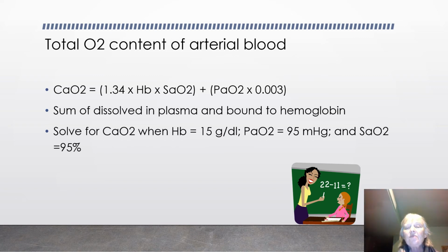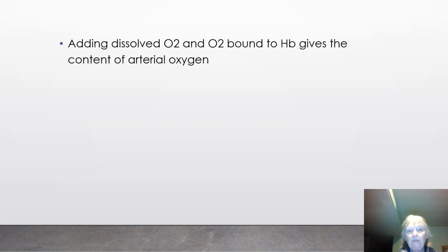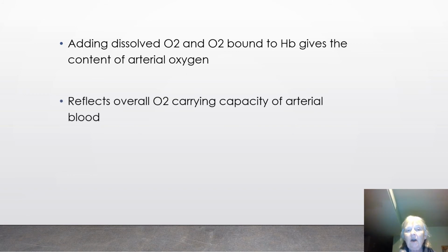And so in order to find out exactly how much we're looking at here, we want to know the total O2 content of arterial blood. We're going to add both of these together, okay? And for this one, this is a problem for you to work out. And there it is. Adding the two together gives you the content of arterial oxygen, which tells you the overall carrying capacity of arterial blood, okay? And we're going to look at the parts that make it up.